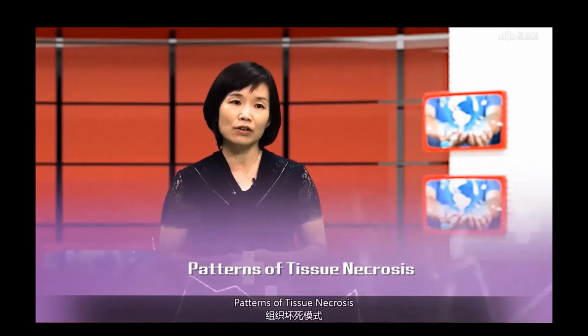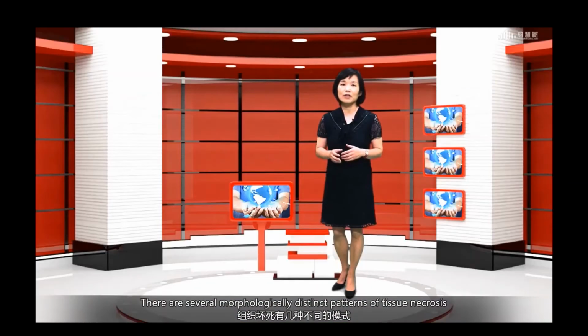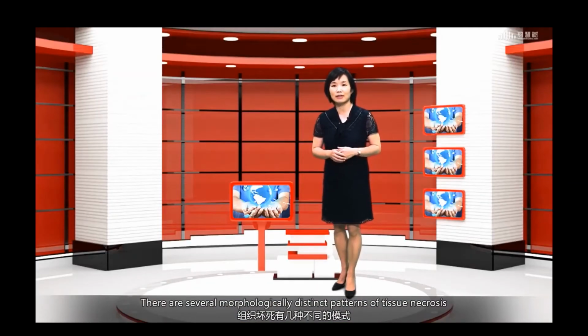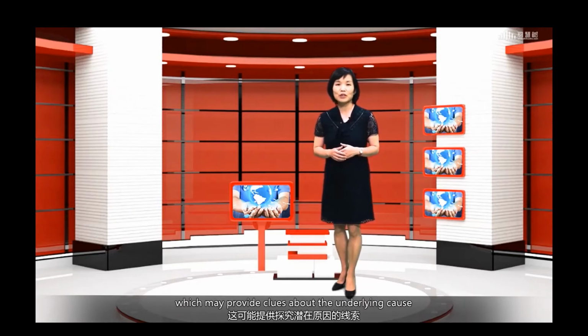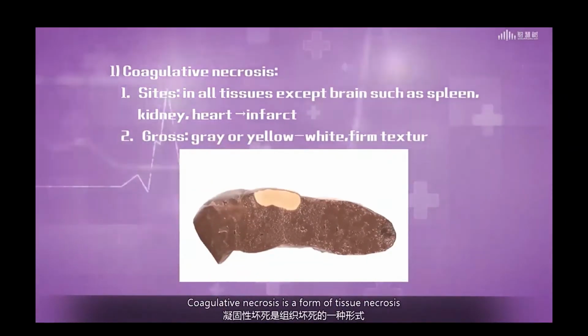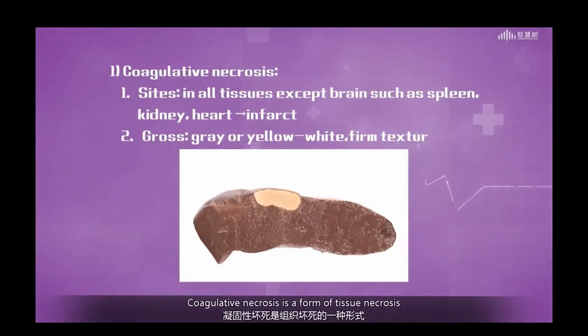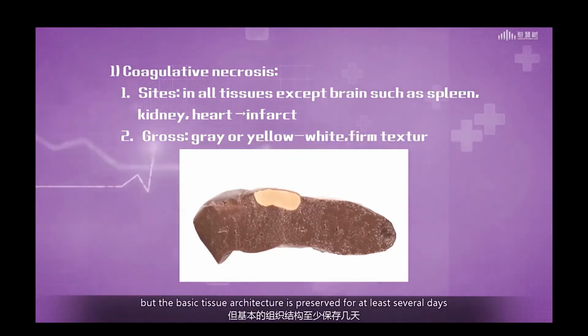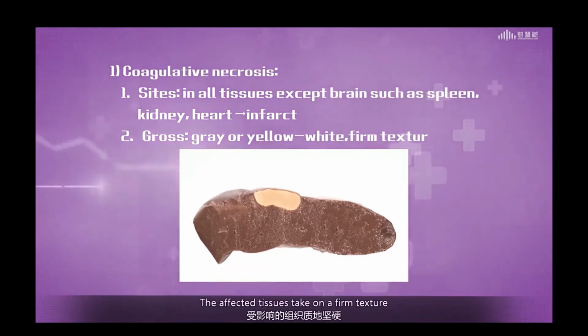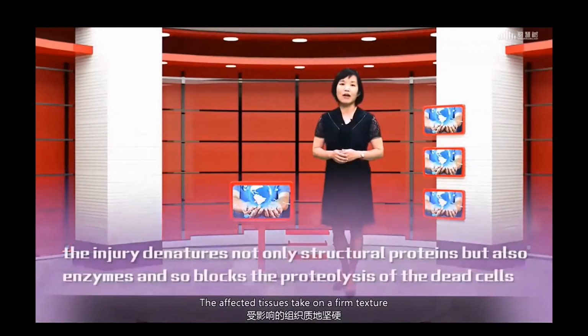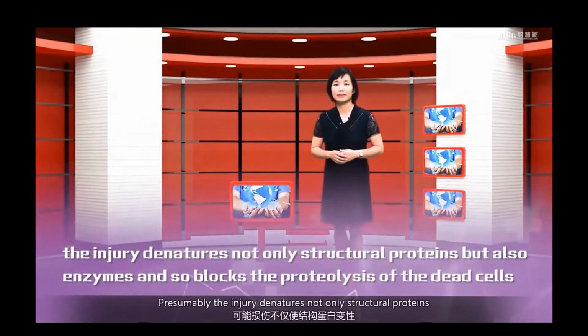Patterns of tissue necrosis. There are several morphologically distinct patterns of tissue necrosis, which may provide clues about underlying causes. Coagulative necrosis is a form of tissue necrosis in which the component cells are dead, but the basic tissue architecture is preserved for at least several days. The affected tissue takes on a firm texture.